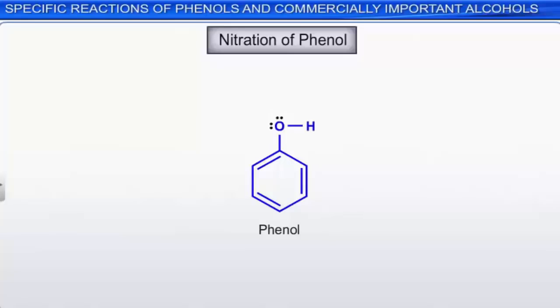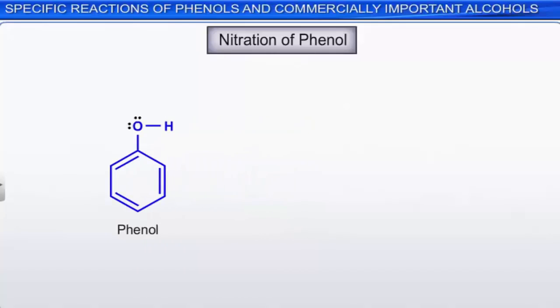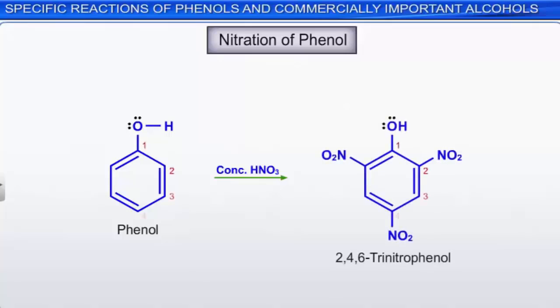The outcome of nitration of phenol varies with the reaction conditions. When a phenol reacts with concentrated nitric acid, the reaction produces 2,4,6-trinitrophenol, commonly known as picric acid. This reaction occurs in low yield.